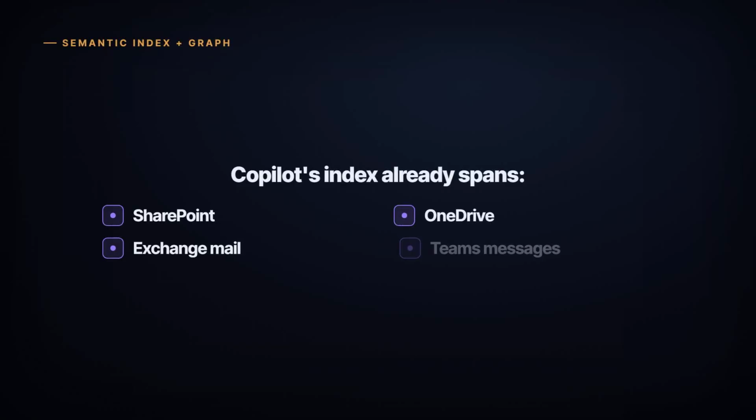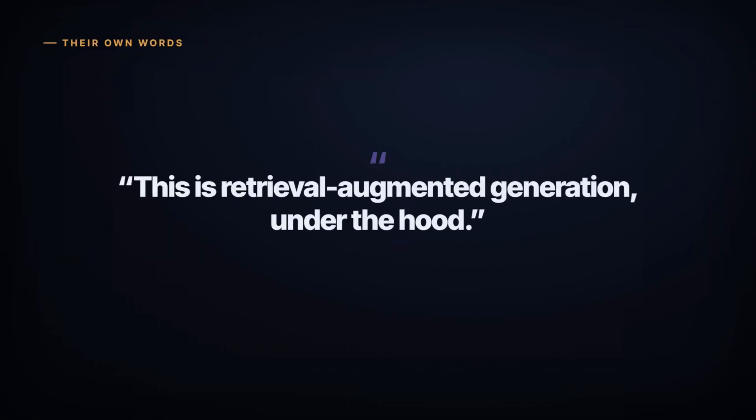Copilot does this with two pieces working together, something called the Semantic Index and the Microsoft Graph. It has already built that vector index we talked about across your SharePoint, your OneDrive, your Exchange Mail, and your Teams messages. Microsoft is explicit that this is retrieval-augmented generation under the hood.